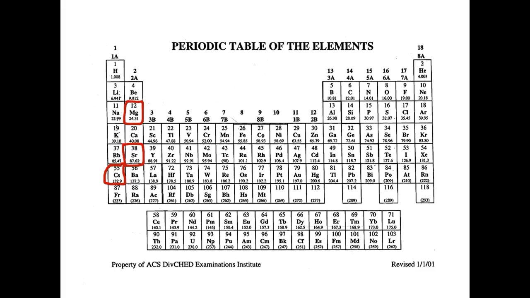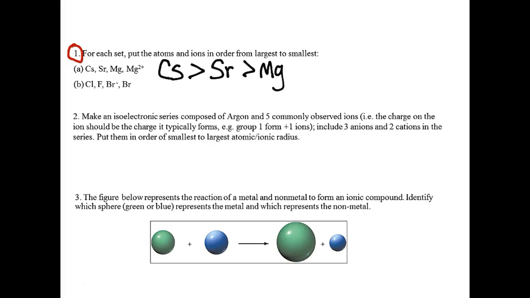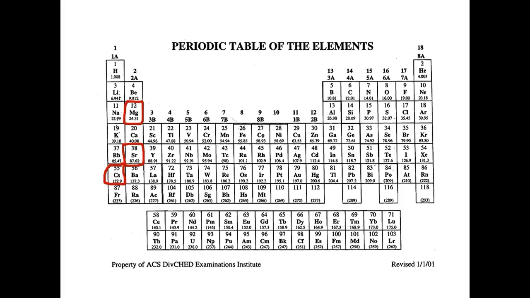So the trend for size as we go down a family is that size increases as we go down. And so cesium is larger than strontium because it has valence electrons in the 6th shell, versus strontium, which has valence electrons in the 5th shell, versus magnesium, which has valence electrons in the 3rd shell. And so this is the reason why cesium is larger than strontium, which is larger than magnesium. We need to add in magnesium ion, and then to do that we can compare magnesium ion to its parent atom.